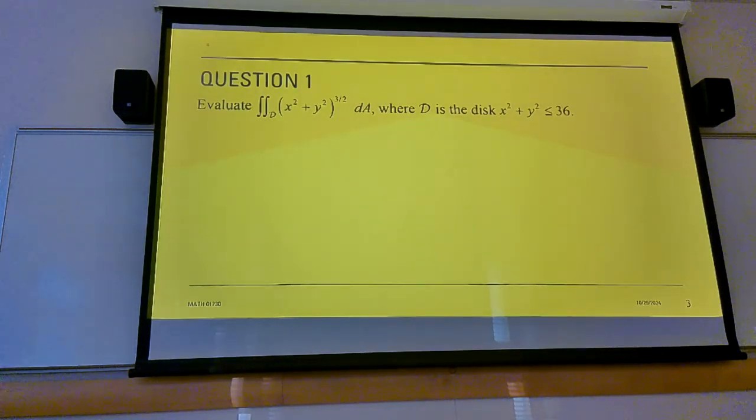First, describe the region in polar coordinates. Remember, polar coordinates is an ordered pair r, theta. So r is between 0 and 6, and theta is between 0 and 2 pi.